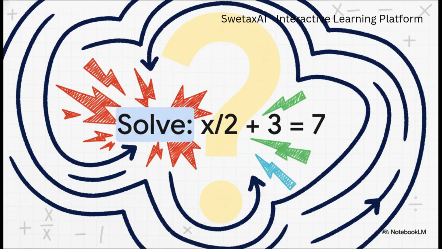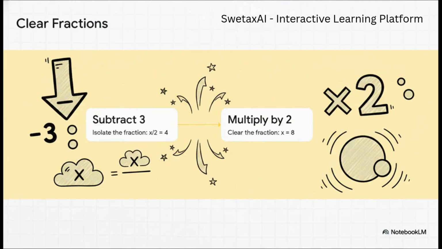But honestly, it's really just another annoying obstacle that we can easily clear out of the way. Take a look. X divided by 2 plus 3 equals 7. Just like before, we start by moving the easy peasies. We subtract 3 from both sides, which leaves us with x over 2 equals 4. Now, to break the fraction, we just do the exact opposite of division. We multiply both sides by 2.